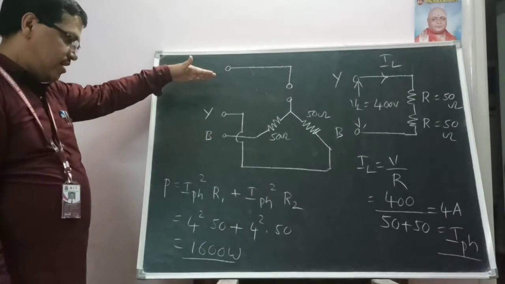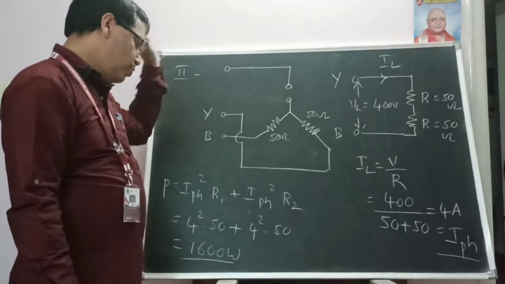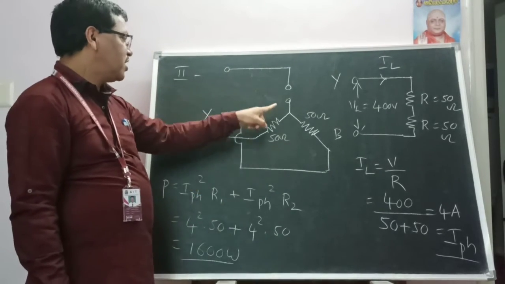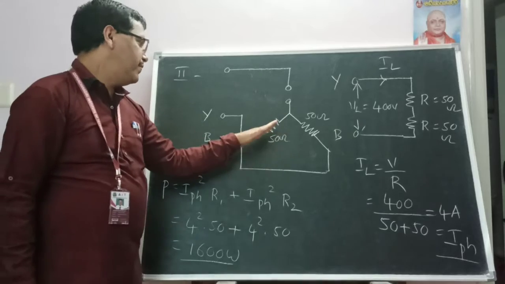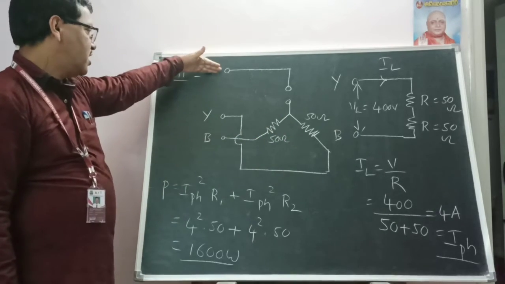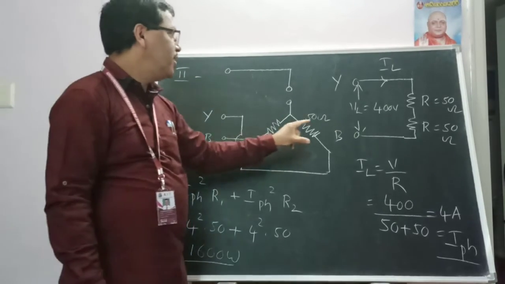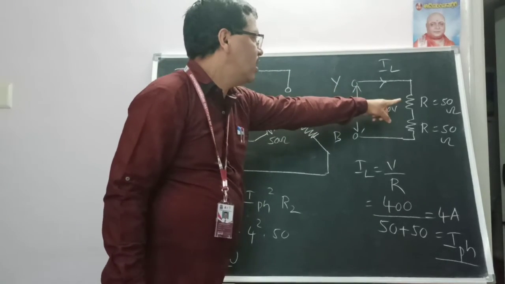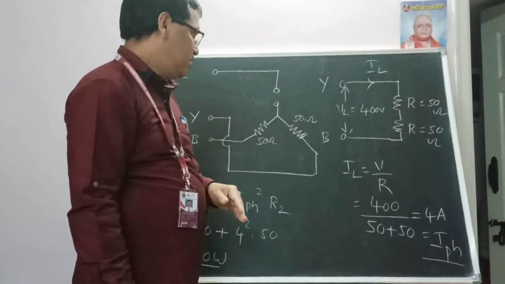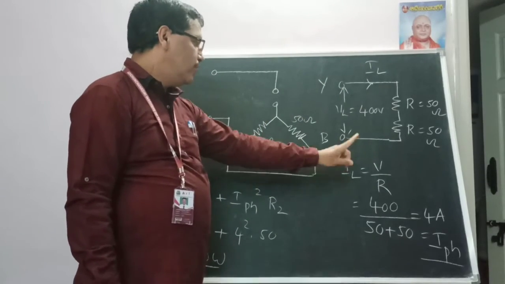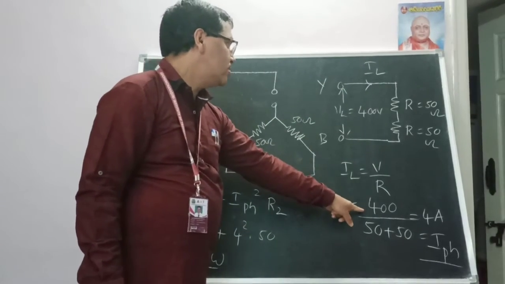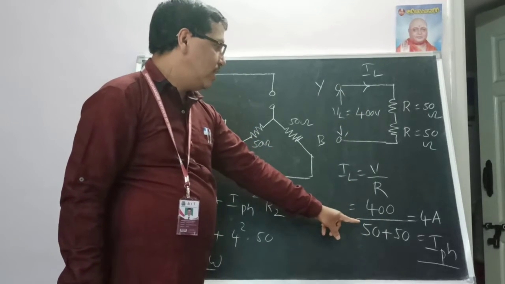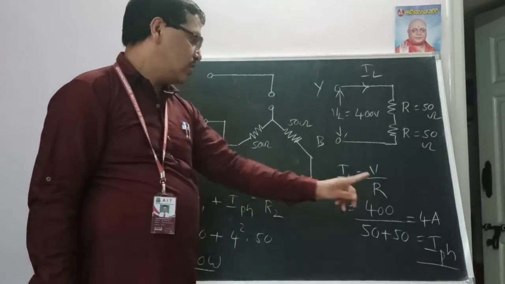So in the second case, what would be the above values if one of the resistors were disconnected? Here one resistor is disconnected, so the remaining two are as they are, 50 ohms and 50 ohms. So R phase is not there, only Y phase and B phase. Here Y to B, the line voltage is 400 volts, IL is flowing, just like a series circuit. So IL is equal to V by R. So V is 400 volts, R, we will add both in series, 50 plus 50. So 400 divided by 100. So the answer is 4 amps, which is also called I phase.